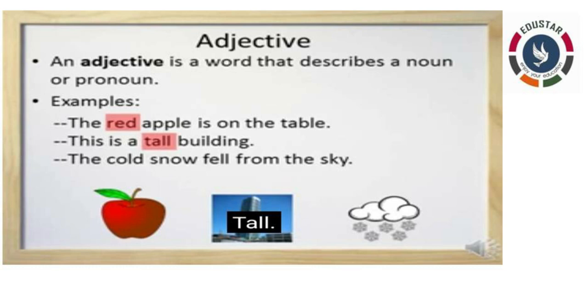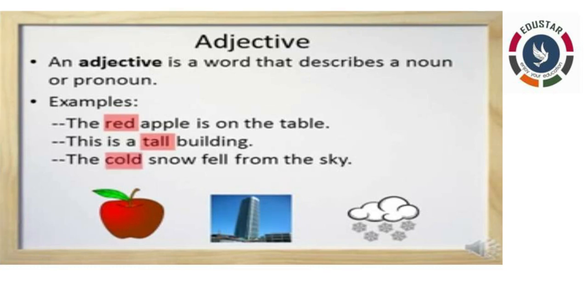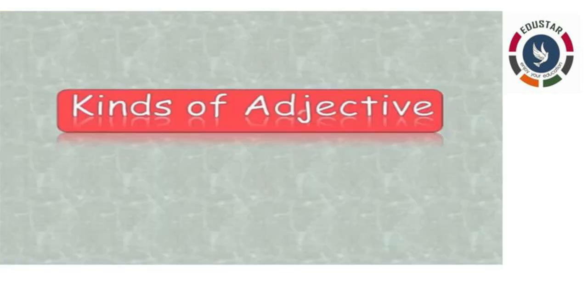And the third sentence is, the cold snow fell from the sky. Do you see the word in this sentence that describes a noun? The word cold. Cold describes the noun snow. So, cold is an adjective. Can you understand what an adjective is now? Now, we are going to see the kinds of adjectives. That is your grammar chapter 5, kinds of adjectives.